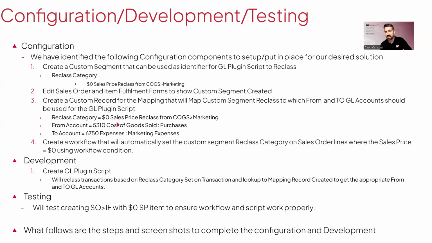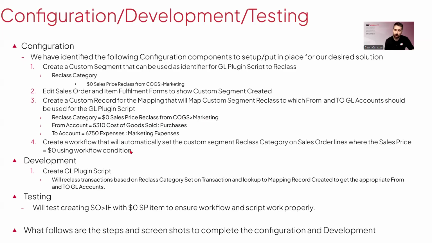So you can see high level bulleted out here, if the reclass category is $0 sales price, we want to reclass it from COGS to marketing. The from account is obviously cost of goods sold. The to account will become marketing expense. We're creating a custom record to hold that mapping that the script can look to perform the automation.